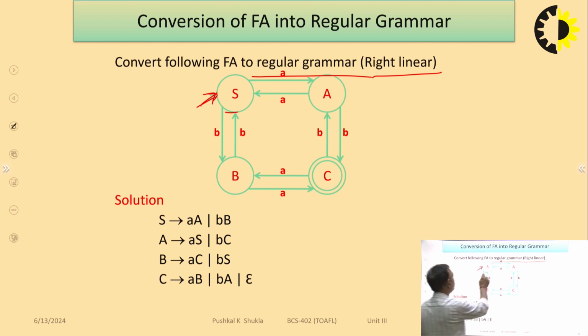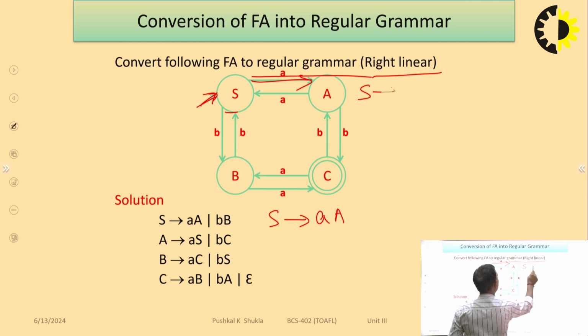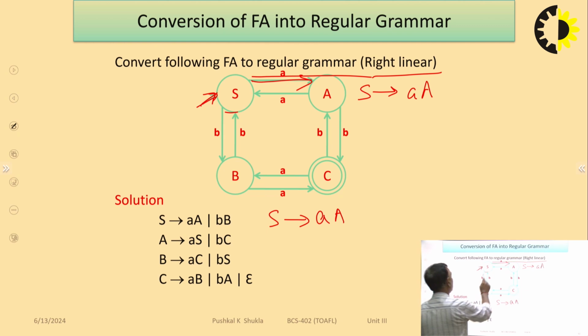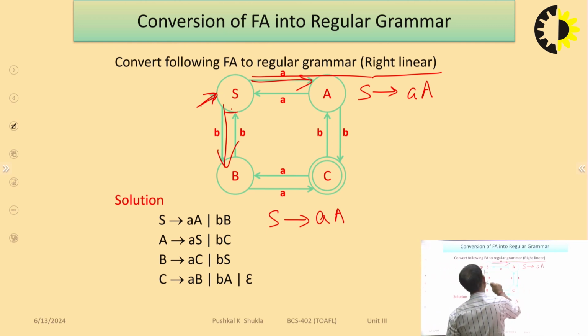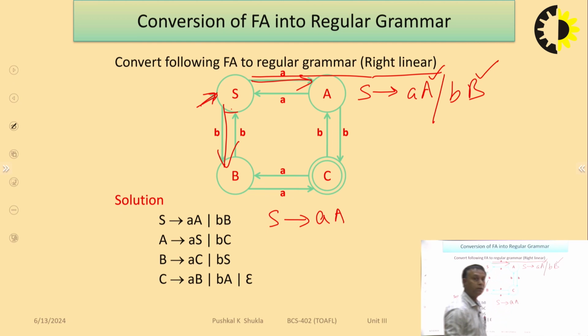So S equal to aA, and we write S equal to bB. So we write like this, S equal to bB. And it is right linear because the non-terminals are on the right hand side. So this is a right linear grammar.